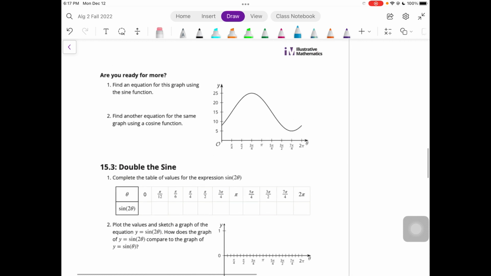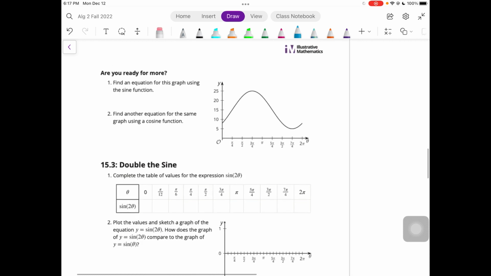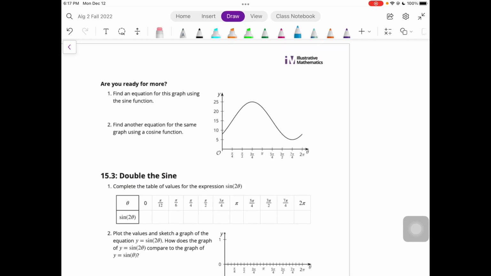15 point... Well, let's take a look at that. Are you ready for more? We know that our midline is at 15, right? And so we could say y equals 15 plus, and our amplitude is 10.